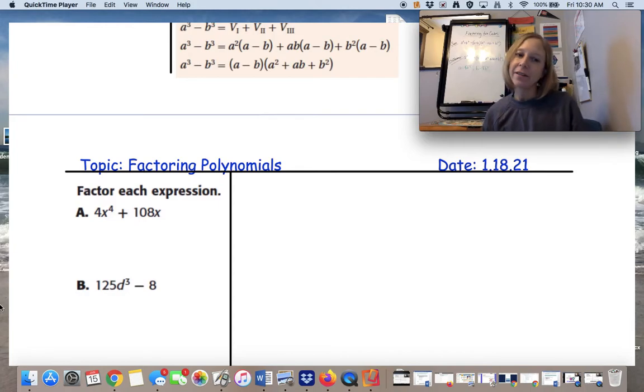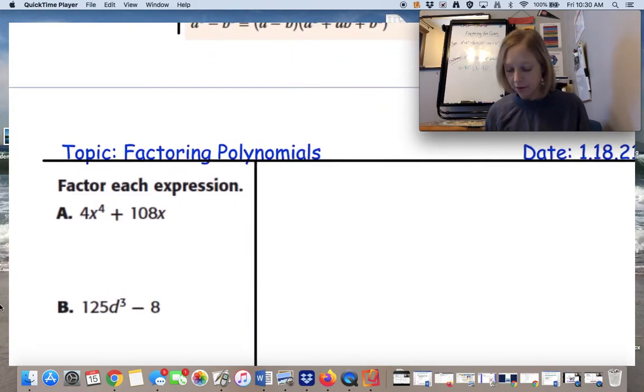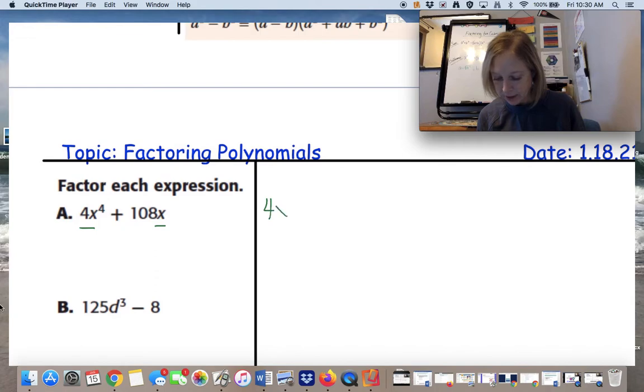So, first thing I'm noticing is I don't even see an x cubed. But what I do notice is I have a common factor here. I see that there is an x here, and I could factor an x out of the front. And while I'm factoring out x's, I could probably factor a 4 out of each of those. So let's just double check. 108 divided by 4 is 27. Okay, we can factor out a 4x. And then what I have left is x cubed, and then 27.